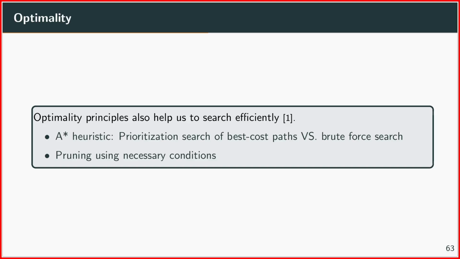And we also used it for pruning using the necessary conditions. So for example, if you already know that you have found a path which has a certain cost, then you can often use it to prune other possible paths. And this gives you already a very good idea in which direction you should, for example, sample your space.